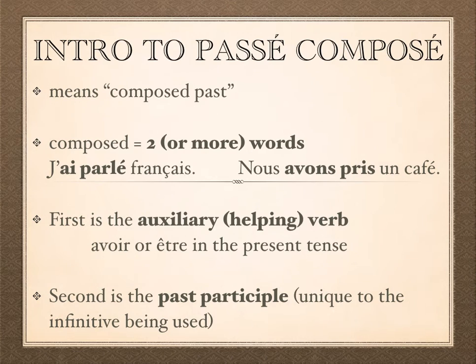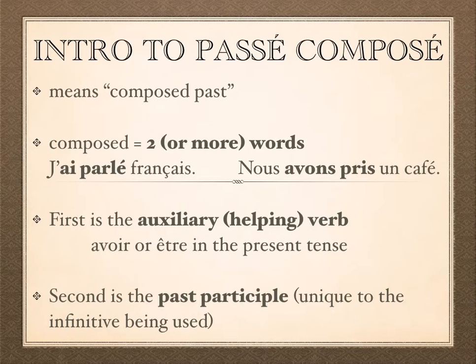A quick introduction to the Passé Composé en français. So the Passé Composé is the first past tense that we're going to be looking at this year. It translates to meaning the composed past. So it's called the composed past because this verb is made up of two or more words. So we're going to start with the two-word versions.